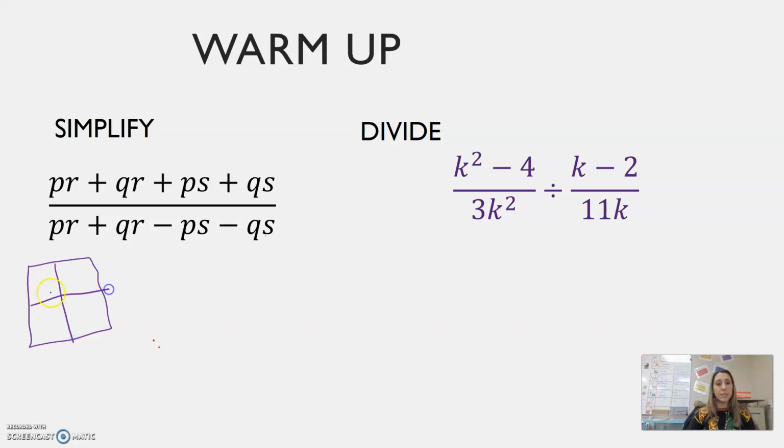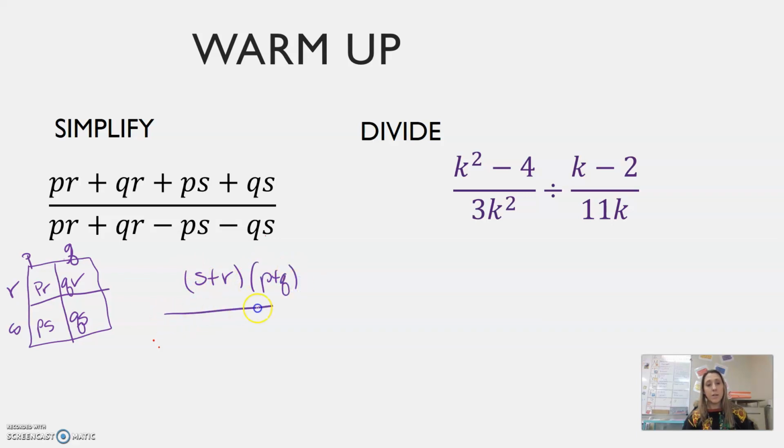These boxes aren't great. I'm going to do PR. I'm just going to do the numerator first. QR, PS, QS. All right, so I can factor out an R here, and I would need to multiply that by P. Then I would need to multiply, oops, that's supposed to be a Q. And then I need to multiply that by S, and S times Q does equal that. So the numerator factors to S plus R times P plus Q. Then I've got to do the denominator.